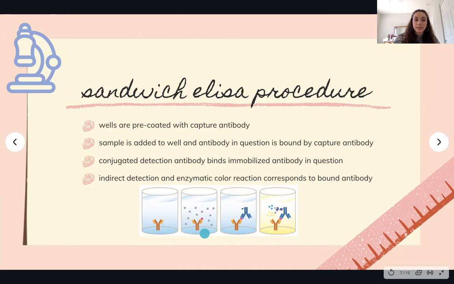In sandwich ELISA, the wells are pre-coated with the capture antibody. The sample is added to the well, and the antibody in question is bound by the capture antibody. The conjugated detection antibody binds to the immobilized antibody in question, and then direct detection and enzymatic color reaction corresponds to the bound antibody.